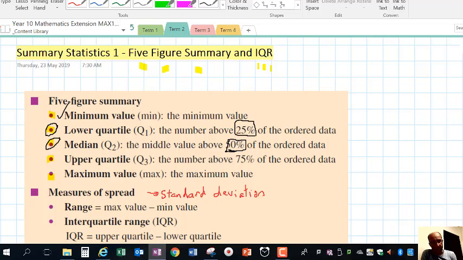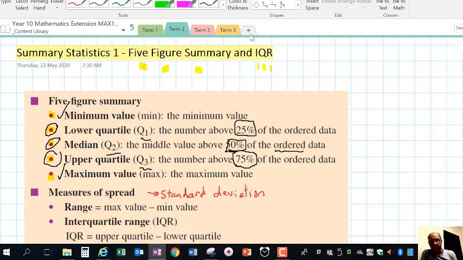The upper quartile, or sometimes called Q3, note that that's called Q1 and Q2. Q3, the upper quartile, is at 3/4 of the way, or 75% above the ordered data. Remember, when we're talking median, we have to put the data in order. So this is ordered data. The maximum value is basically the largest value in the number set, and that goes last. So you have 5 numbers all together as a list.